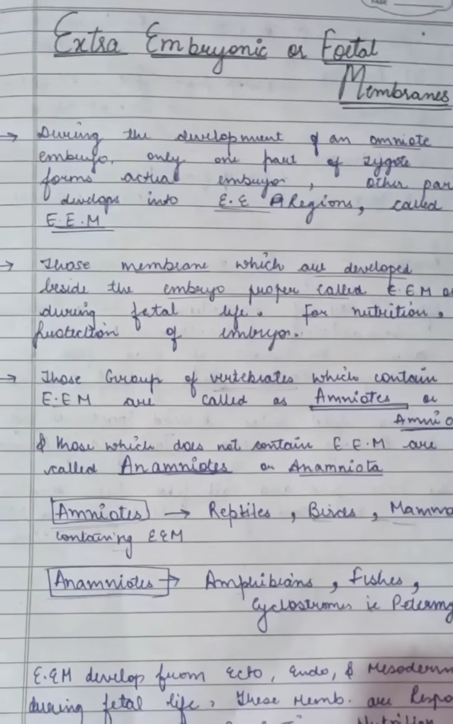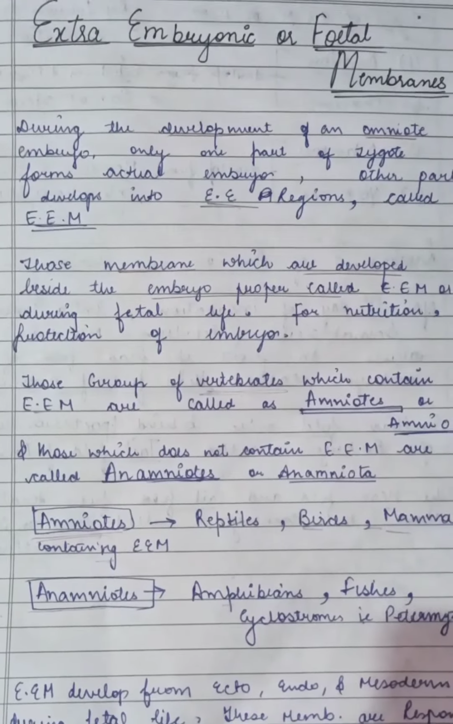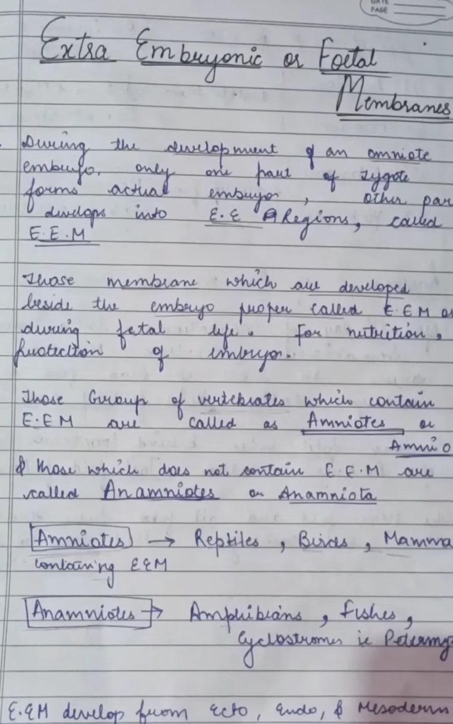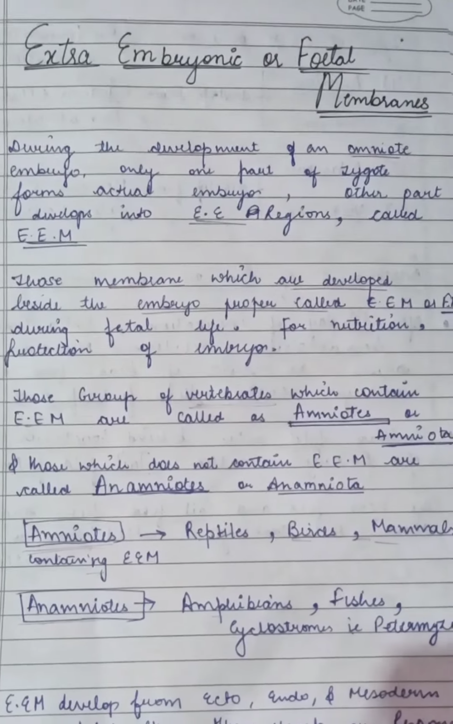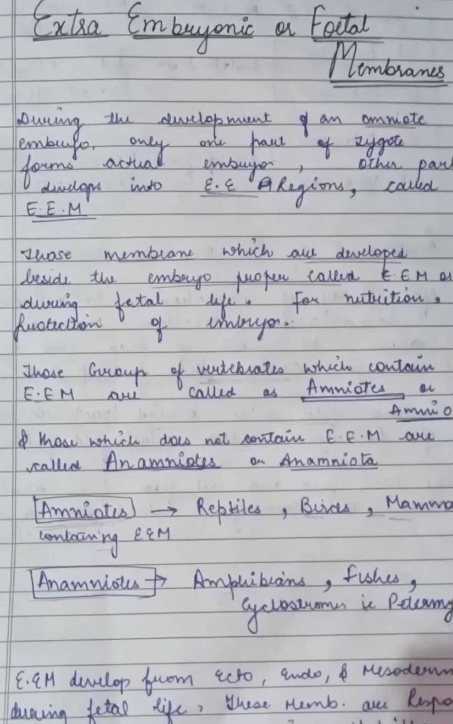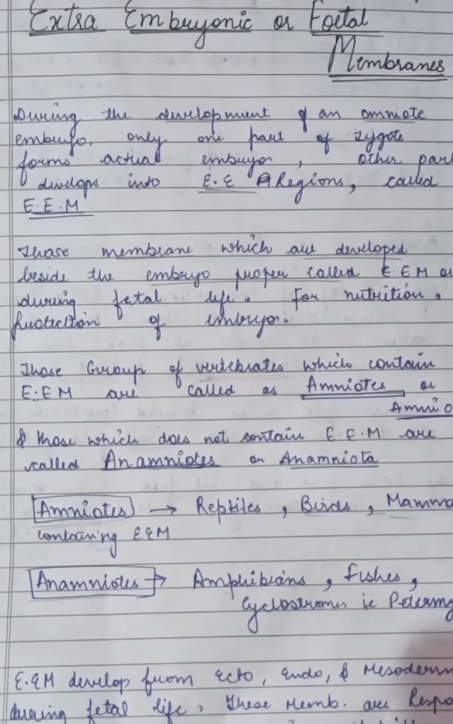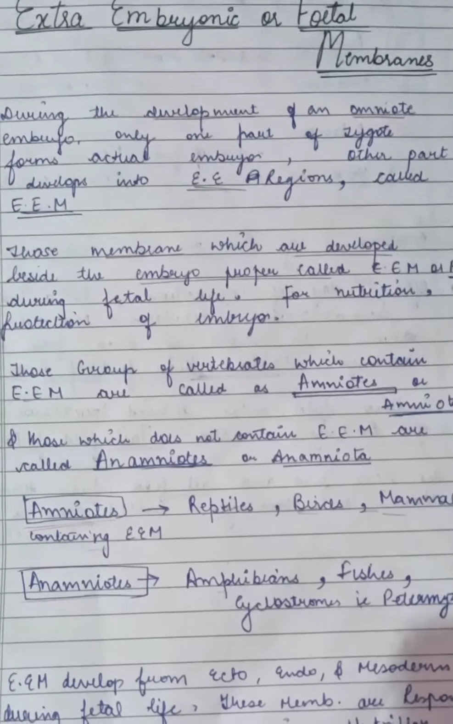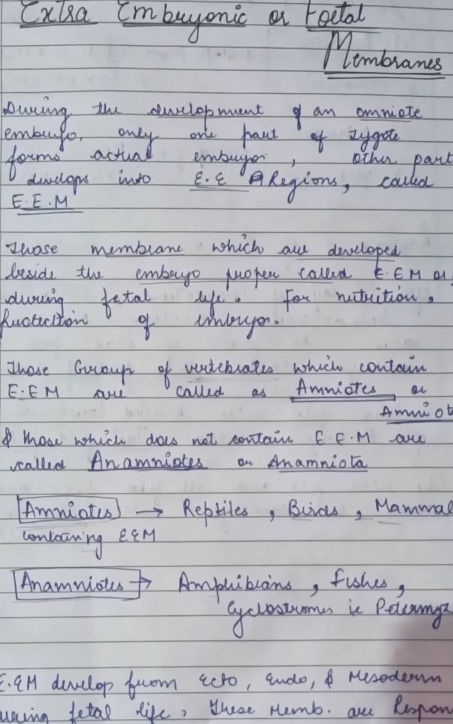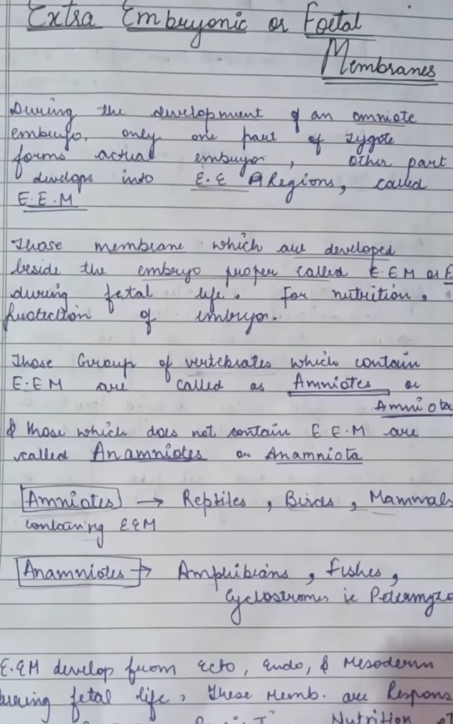As we know, during the development of the embryo, only one part of the zygote forms the actual or proper embryo, and other layers develop into extraembryonic membranes. There is a group of vertebrates which contain extraembryonic membranes, called amniotes, and those which do not contain them are known as anamniotes. We have to remember the examples. Amniotes contain extraembryonic membranes. They are reptiles, birds, and mammals. Anamniotes are amphibians, fishes, and cyclostomes, that is Petromyzon, which do not contain extraembryonic membranes.